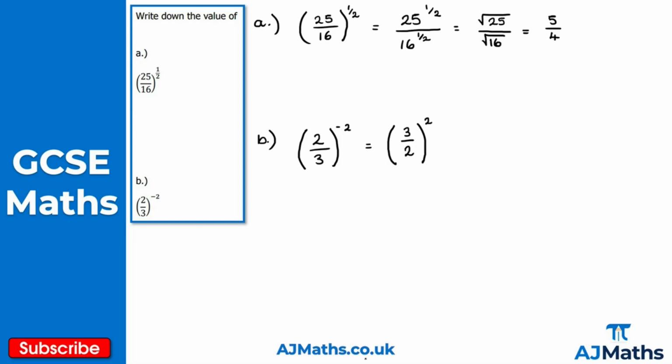Then again, just like we did for part A, I'm going to think about this separately. My numerator to this power is divided by my denominator to this power as well. We've got 3 squared over 2 squared. Again, all we need to do is evaluate each one separately. 3 squared is 3 times 3, giving us 9, and 2 squared is 2 times 2, giving us 4. So we get 9 over 4, and there we have it. That's the solution to A, that's the solution to B, and that gives the solution to that question.